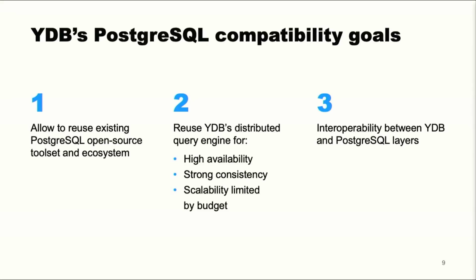Early on in this project, we settled on our goals, what we wanted to achieve with this. As I said, we wanted to allow people to keep using the tools they are used to, but also gain all the positive properties of YDB that I talked about in the beginning: consistency, scalability, fault tolerance, and stuff like this. And also we wanted what I call interoperability. We wanted them to be able to use YDB native features and Postgres features in the same environment and get benefits of both worlds if they need to.